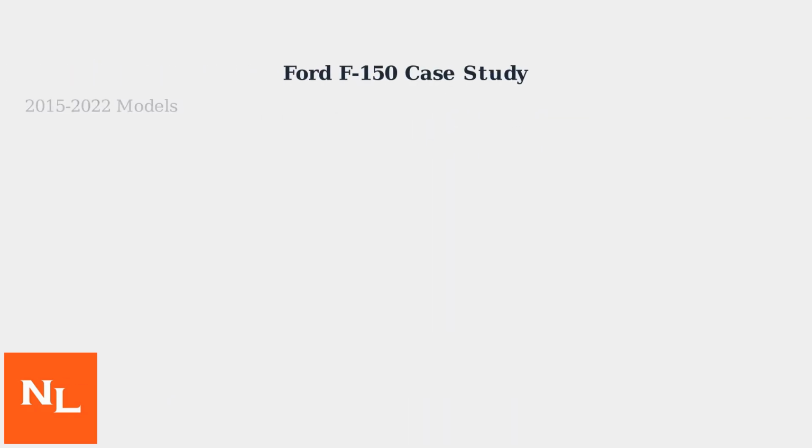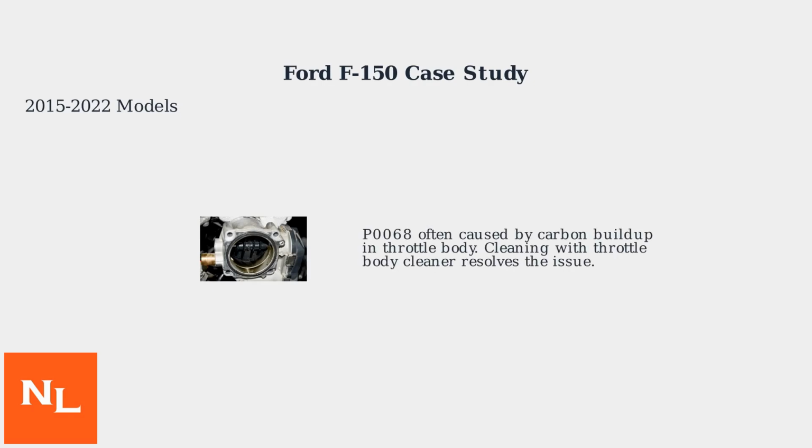The Ford F-150 from 2015 to 2022 models frequently experiences the P0068 code due to carbon buildup in the throttle body, especially in direct injection engines. This buildup can cause sensor correlation issues. A simple fix is cleaning the throttle body using a throttle body cleaner, which costs about $10 and often resolves the problem without needing expensive replacements.